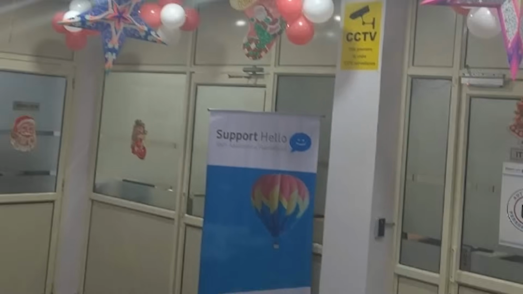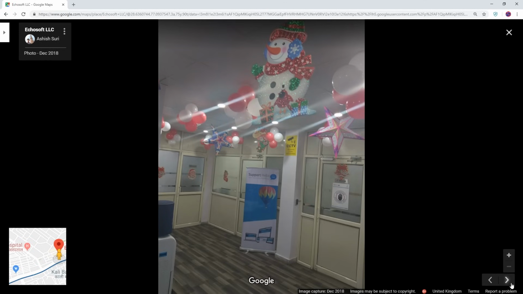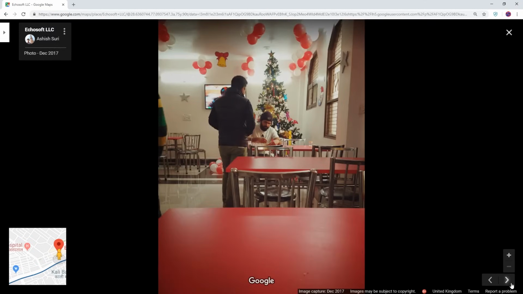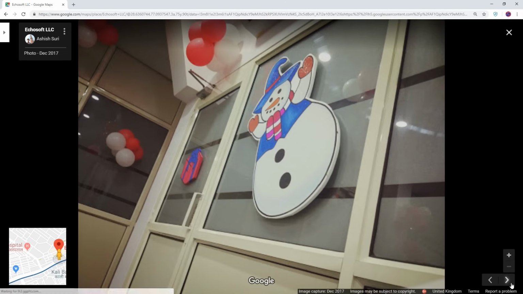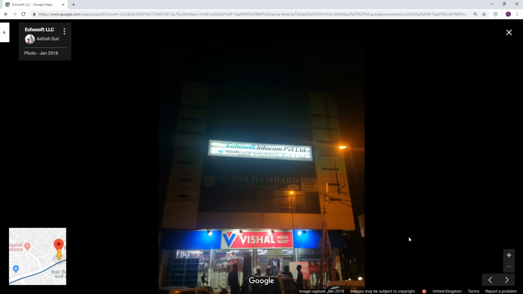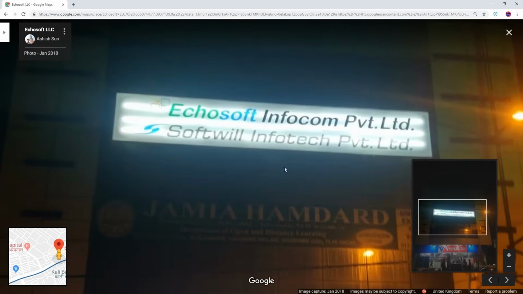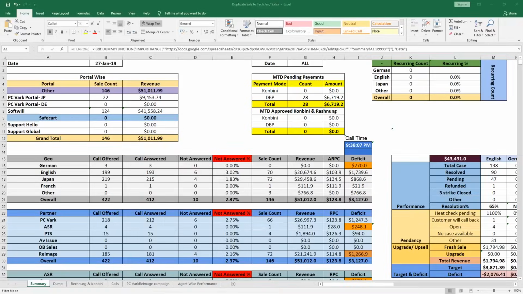Thanks to Google, we can see Support Hello's banner and some more photographs inside the call centre. This is their canteen, here's some other Christmas decorations, and here's a view of the outside of the building. It clearly shows that Ecosoft and Softwill are one and the same. So why all these different company names? The answer is to protect their revenue.